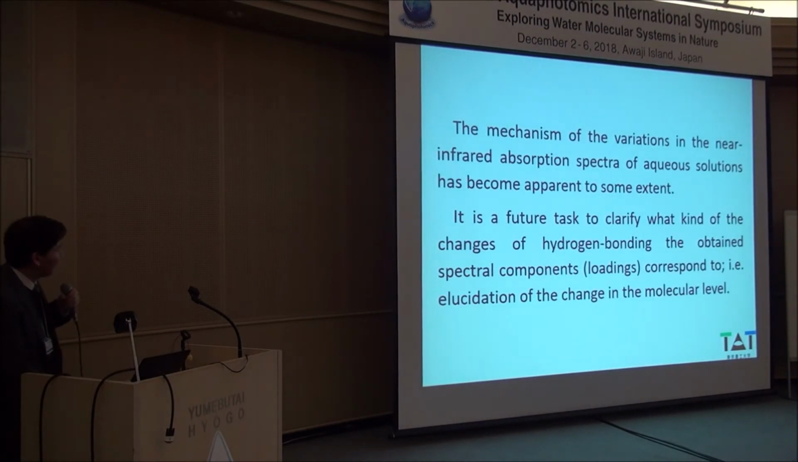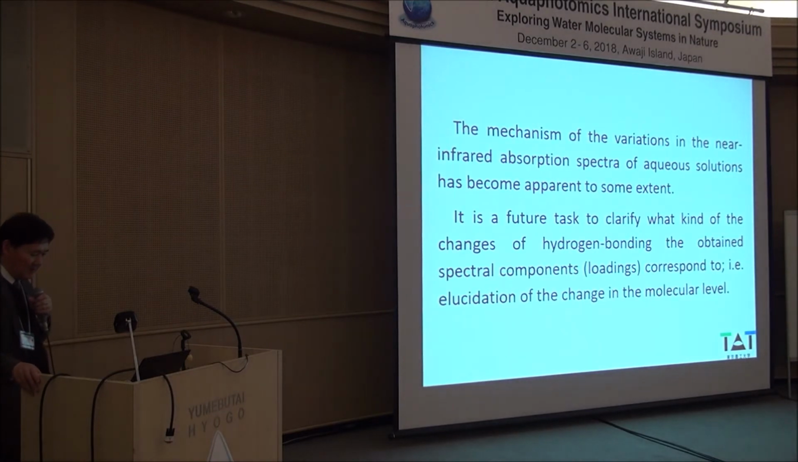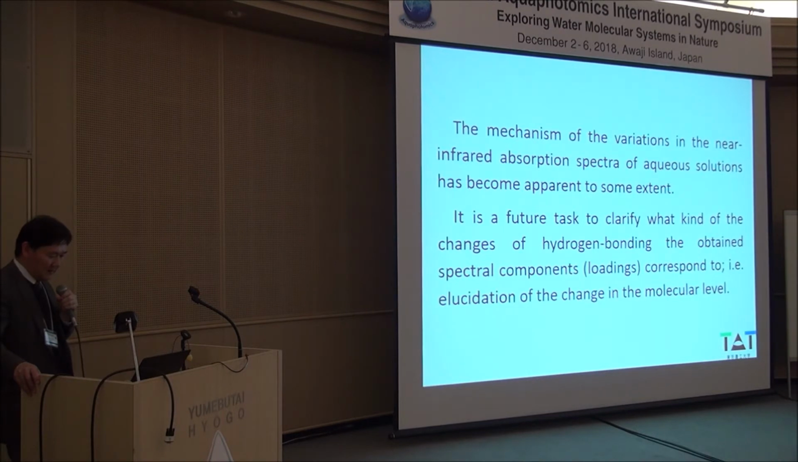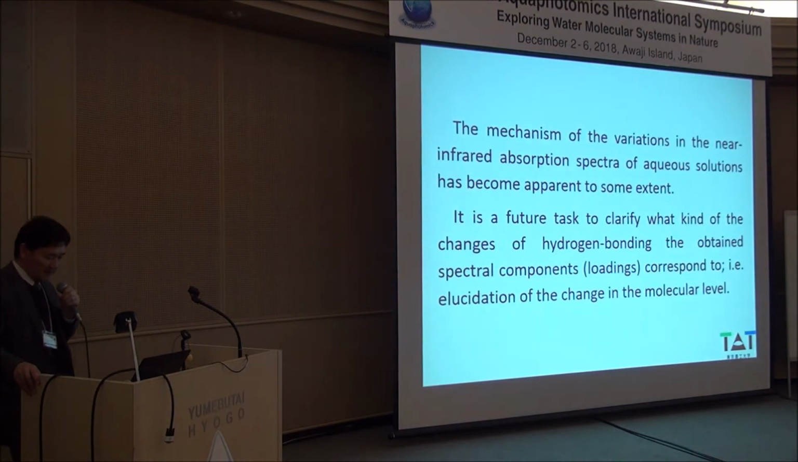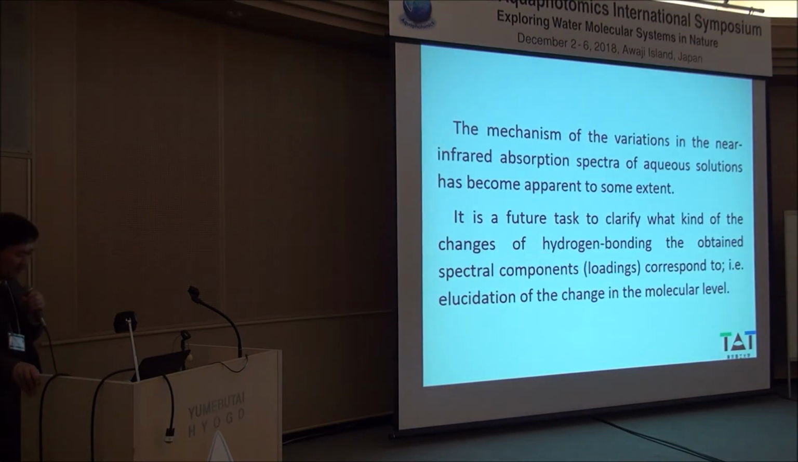So we stop here. The mechanism of the variation in the near-infrared spectra of aqueous solutions has become apparent to some extent. It is a future task to clarify what kind of change of hydrogen bonding the obtained spectral components correspond to. This is an illustration of the change at the molecular level, but I'm afraid it's difficult to illustrate this point only by measuring this spectrum. So thank you.